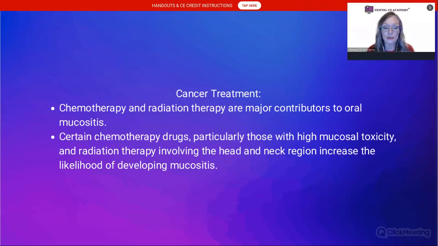So when we talk about risk factors and we understand the effect of chemotherapy and radiation therapy as contributors to OM, certain chemotherapeutic drugs, particularly those with high mucosal toxicity, and radiation therapy involving the head and neck region, increase the likelihood of developing mucositis. So in the case where the treatment is located, it makes great sense in terms of the increased risk for oral mucositis.